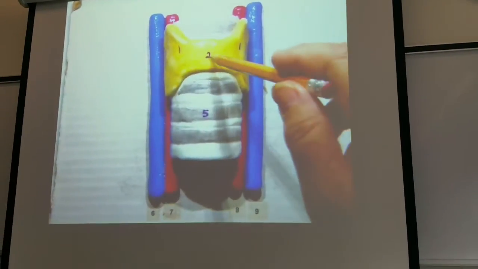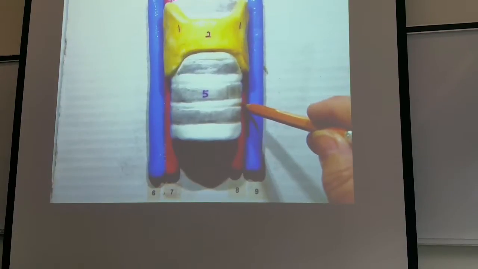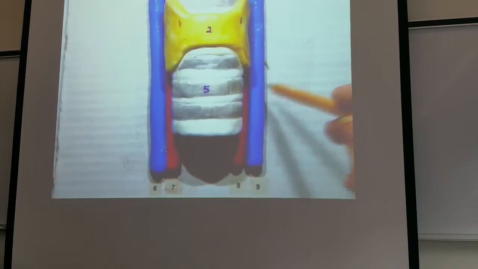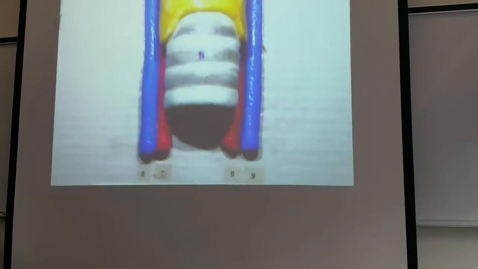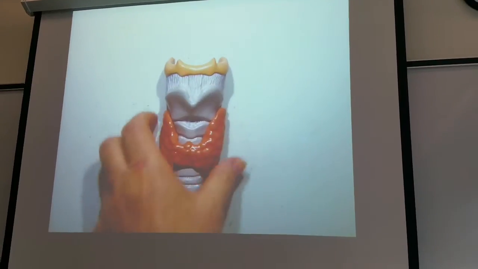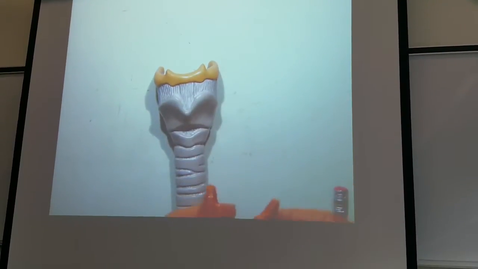Okay, the thyroid, we had the isthmus, the 2 lobes. What's the name of this artery? Common carotid. And this? Internal jugular vein. That's it. This one is very similar to the big one, except with this one I can take the thyroid out.